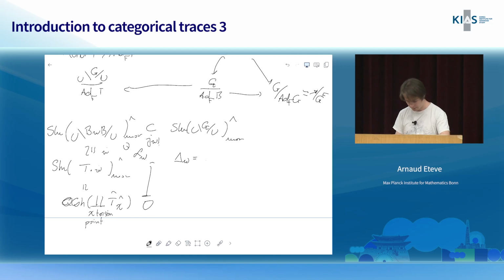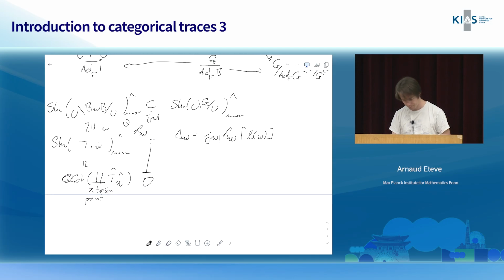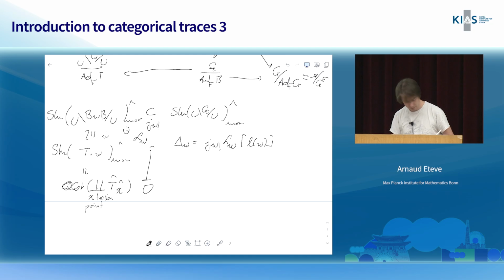And we have this object delta W, which is j_W lower shriek of LW, shifted by the length, which is just to make it perverse. Plus, sorry, I think plus dim T.